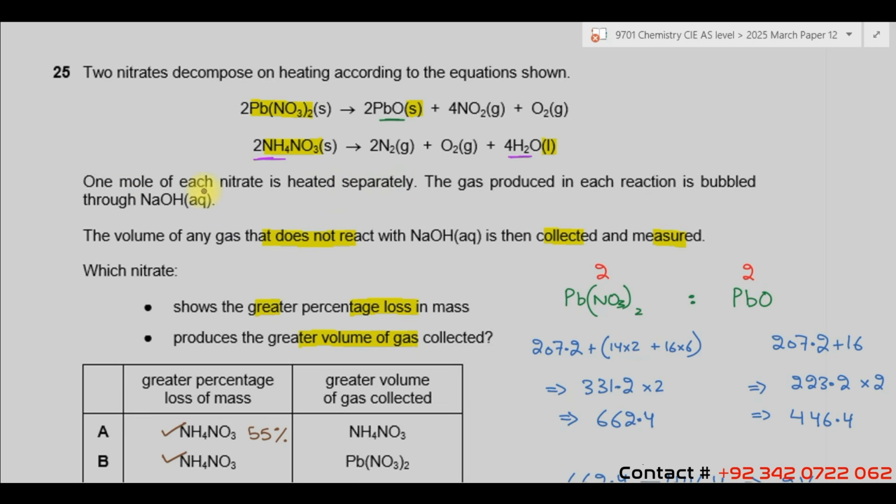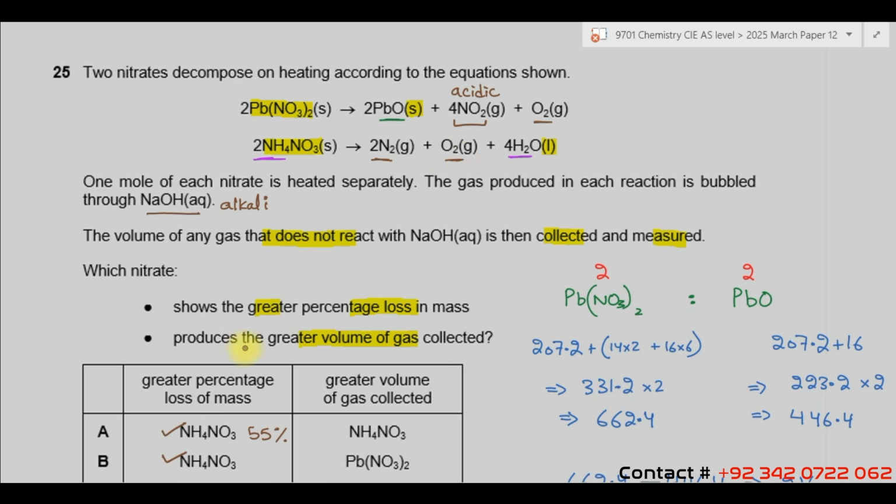Okay, now it says that each nitrate is heated separately, then the gas produced is bubbled through aqueous sodium hydroxide, which is alkali. Now, alkali is something that can absorb acidic gases. So in our products, we have nitrogen dioxide, which is an acidic gas. So this is absorbed by alkali. The volume of any gas that does not react, so we have oxygen, which does not react with alkali, we have nitrogen, we have oxygen, is then collected and measured.